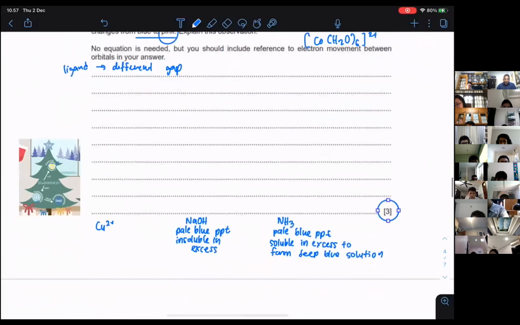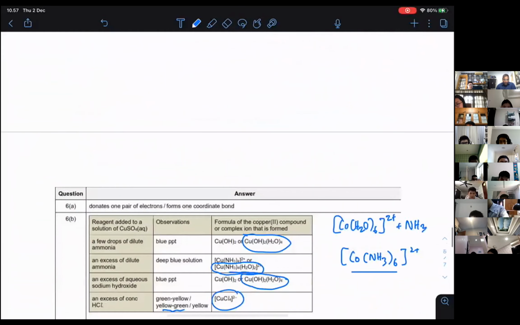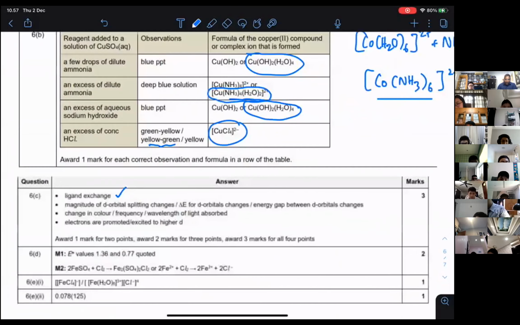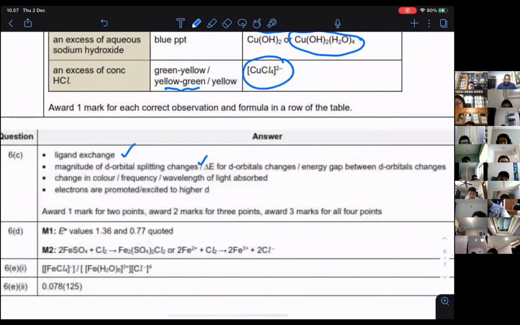You still get something similar. You can see also ligand exchange, and then you see splitting is going to be a different energy gap. The rest are all the same. So you just need to answer that.